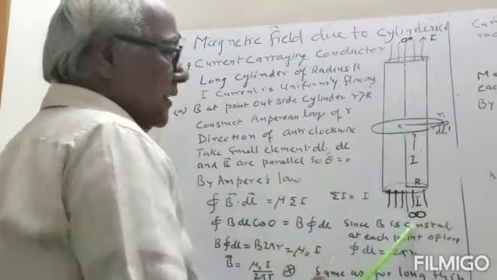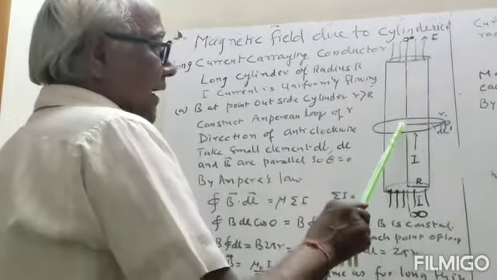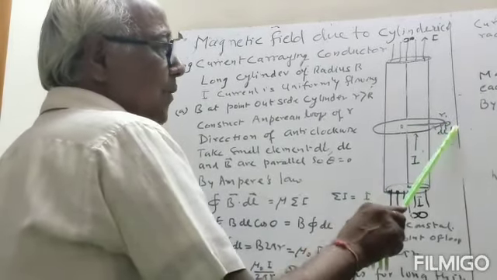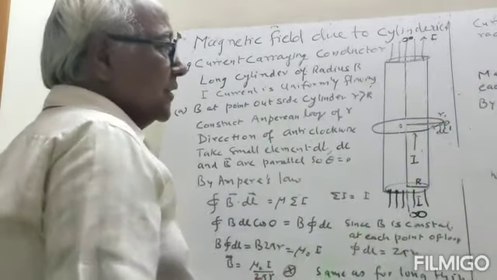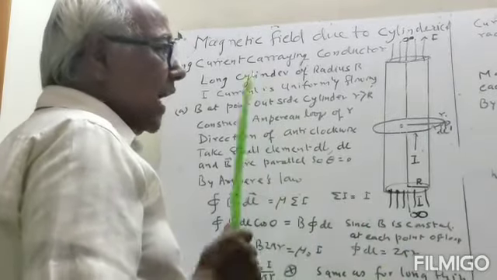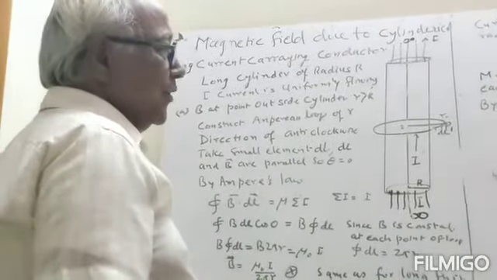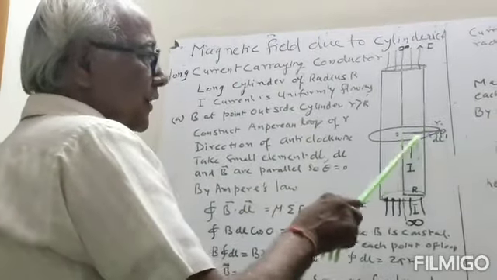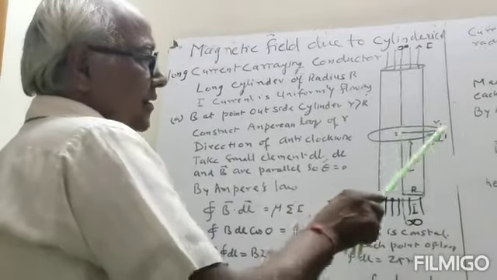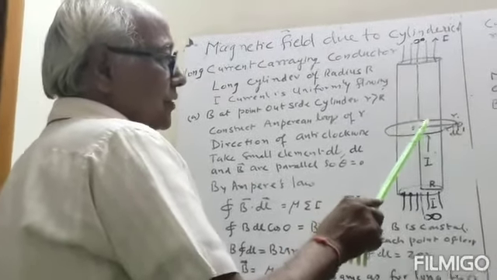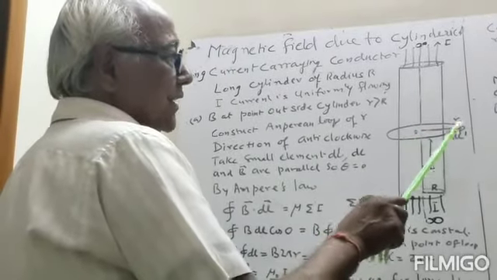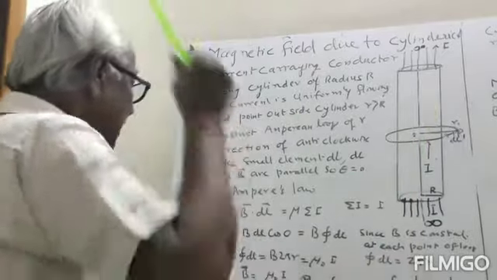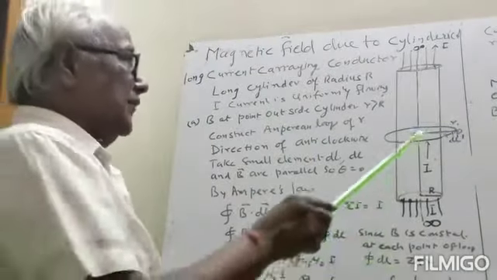This is the center of the cylinder, and the distance of the point from the center of the cylinder is smaller. Then first of all we will construct an Amperian loop. The Amperian loop will be of smaller radius, so it will be circular in shape, and its radius is smaller. Now we will find the magnetic field at point P.